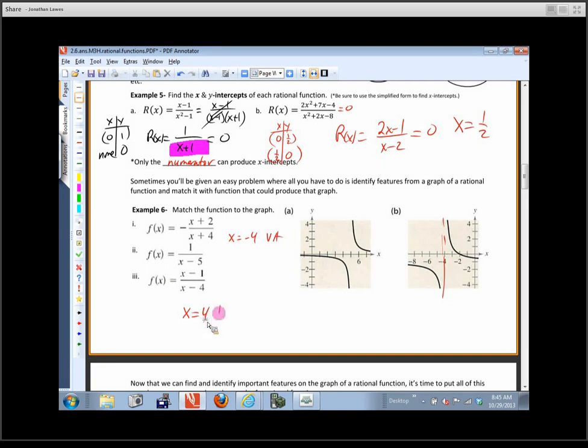At x equals positive 4. Now, to my eye, that's positive 4 right here. That's not what this one is right here. So could we be pretty darn sure that B goes with this one right here? We could be pretty darn sure. Here's what we'd want to do just to make sure.